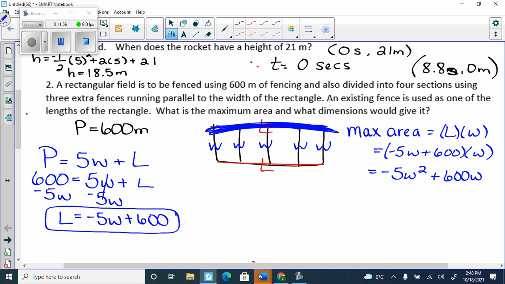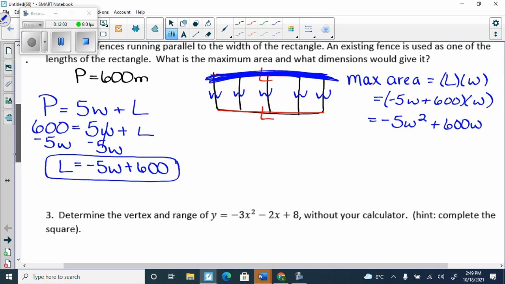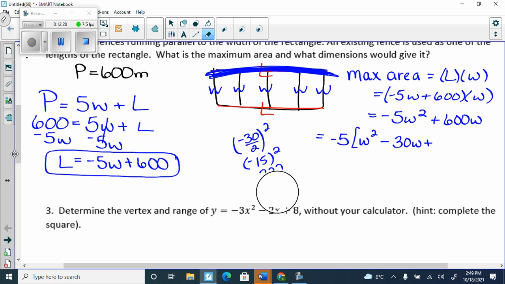All right. Then what do we have to do always after this step? Complete the square. Yes. So we're going to get equals negative 5 bracket W squared minus 600 divided by 5, 30 W plus something. How do I get the something? I go negative 30 divided by 2 squared, which is negative 15 squared, which is 225.